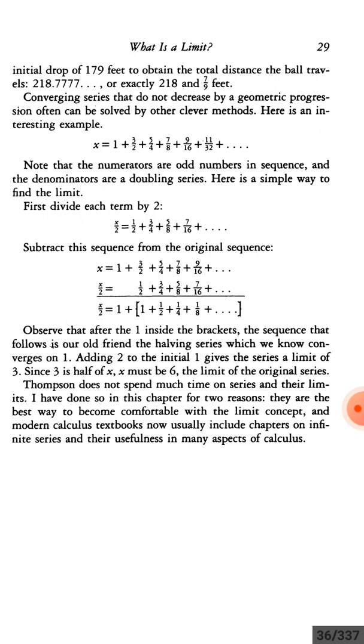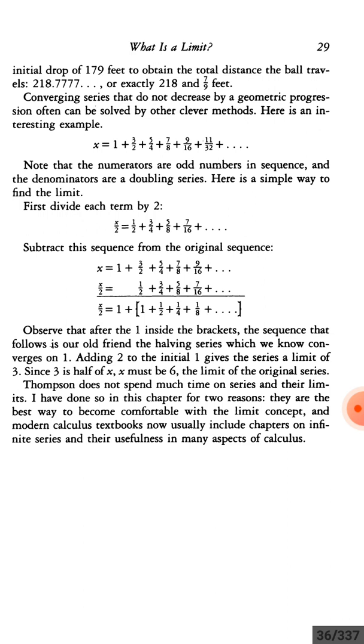Here is a simple way to find the limit. First divide each term by 2. x/2 equals 1/2 plus 3/4 plus 5/8 plus 7/16 plus, and so on. Subtract this sequence from the original sequence. x equals 1 plus 3/2 plus 5/4 plus 7/8 plus 9/16 plus, and so on. x/2 equals 1/2 plus 3/4 plus 5/8 plus 7/16 plus, and so on.